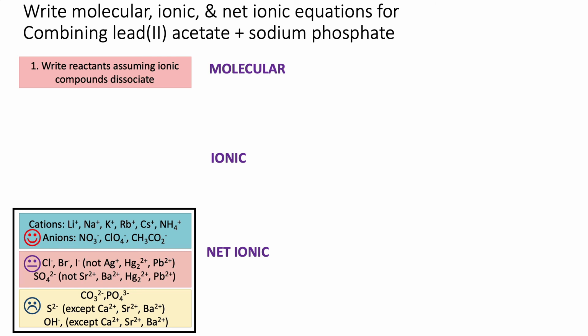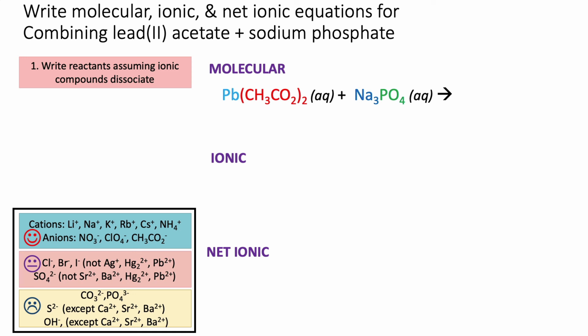All right, we're going to do one more example. Here we're going to combine lead 2 acetate and sodium phosphate. Again, we're going to start off by writing our reactants, assuming that our ionic compounds are going to dissociate. And I'm going to start with a molecular equation once again. Lead 2 acetate. Lead 2, remember, tells us that we have a +2 charge on lead. Acetate is always a -1. In fact, all of our happy anions are only -1 charges. So here's lead 2 acetate and sodium phosphate.